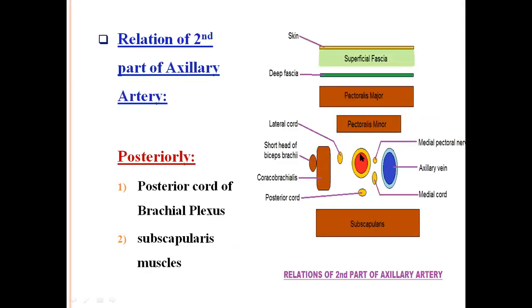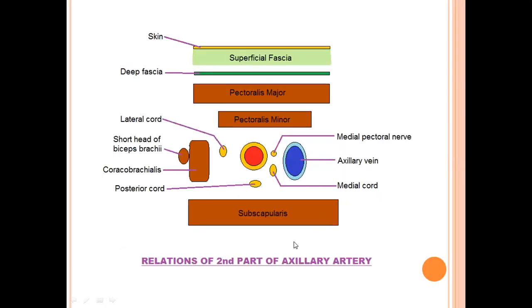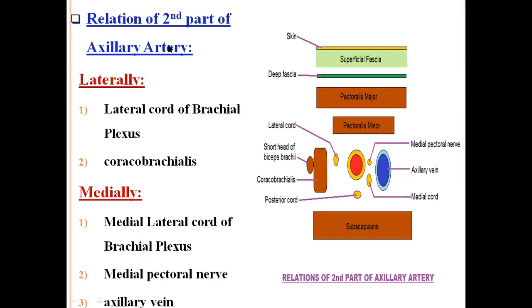Now coming to this is our axillary artery, and behind you have the posterior relation. So what is the muscle we find behind? Subscapularis muscle. Not only that, we also see posterior cord of brachial plexus. Okay, then coming to the lateral relations. This side is lateral. So in the lateral side, we are finding lateral cord of brachial plexus, and we are also finding coracobrachialis.